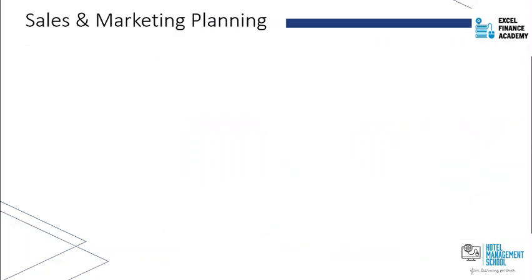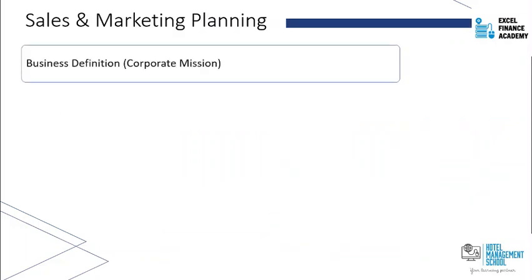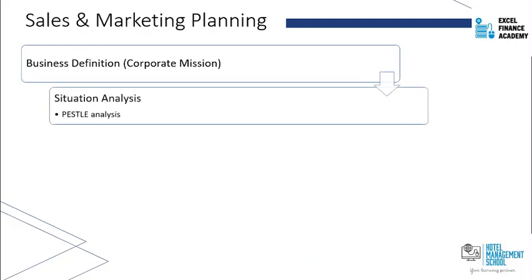Okay, so this is a very simple and concise version of how we do the sales and marketing plan. We are not going to go into deeper details of this. So first we do the business definition. What is our corporate mission? What do we want to achieve as a corporate? Then you do a situation analysis. Okay, what is the current situation in the market? What is the political, economic, social, legal, environmental situation?